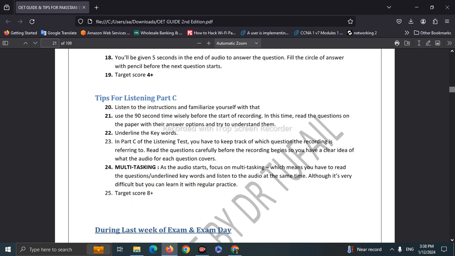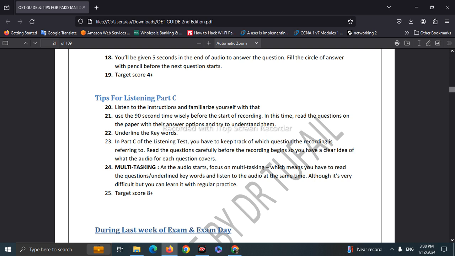Tips for section C. Section C will contain two conversations or presentations and a long paragraph, and each contains 8 MCQs. You will have 90 seconds before the recording starts, so it is very important to use that time well. In Part C, you have to keep track of which question the recording is referring to and read carefully, so you get a clear idea about what the audio is.